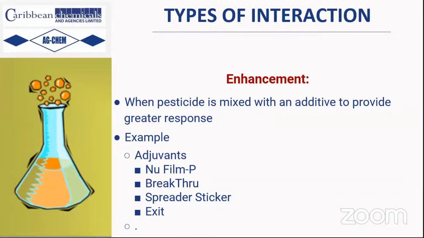Enhancement. This is when two pesticides are mixed with an additive to provide a greater response. In other words, one will enhance the efficacy of the other. A prime example of these are your adjuvants, for example, your spreader sticker or your surfactant. These normally enhance the efficacy of your pesticides on the plants.